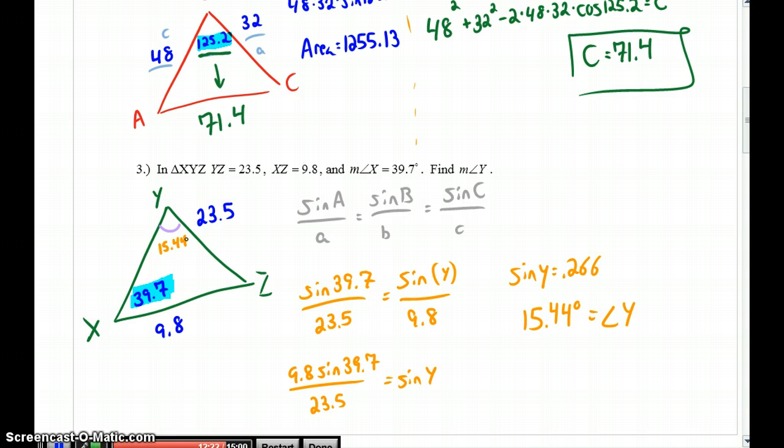This was the trig review. I hope that it was useful.